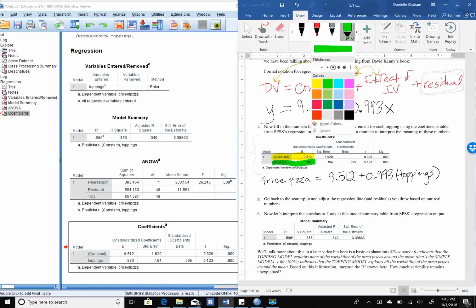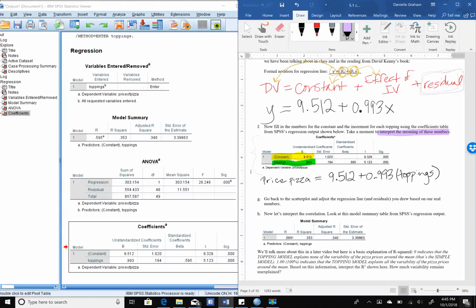Now when I say interpret the meaning of these numbers, what I mean is I want to know, what does this tell us about our scenario? So if we think about it, if we plug in 0 toppings, then this whole thing, 0 times 0.993, turns into 0, right? Because 0 times anything is 0.